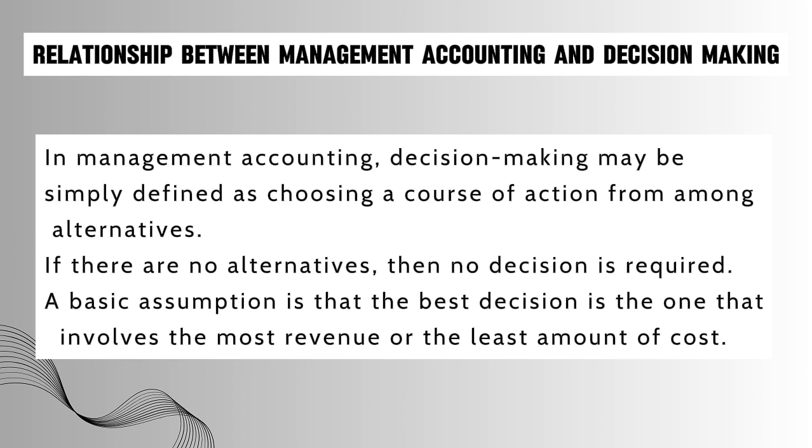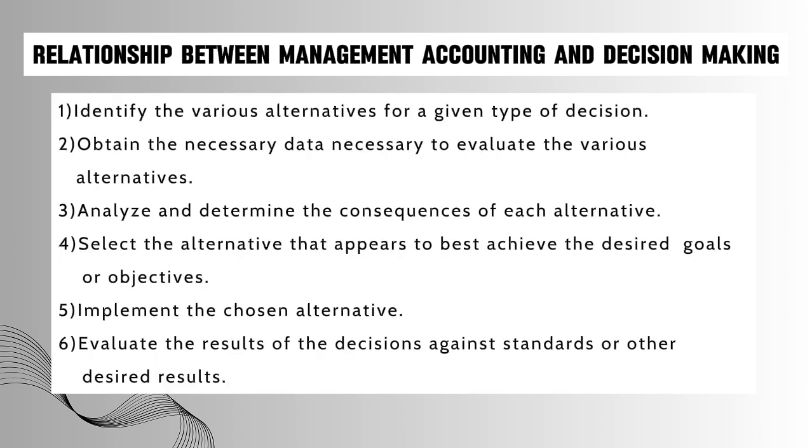The process of making decisions is generally considered to involve the following steps. 1. Identify the various alternatives for a given type of decision. 2. Obtain the necessary data needed to evaluate the various alternatives. 3. Analyze and determine the consequences of each alternative. 4. Select the alternative that appears to be best to achieve the desired goals or objectives. 5. Implement the chosen alternative. 6. Evaluate the results of the decisions against standards or other desired results.